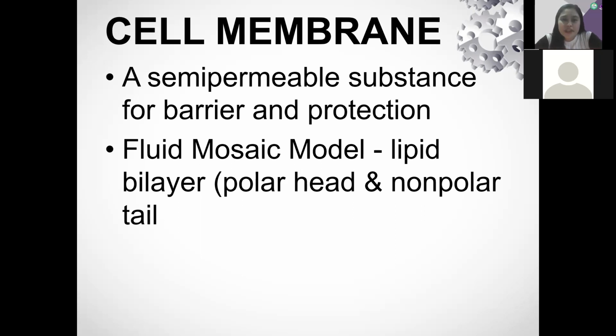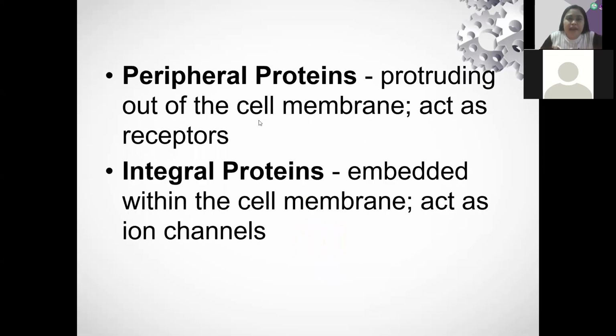And our cell membrane class, yung model natin is the fluid mosaic model, which is actually a lipid bilayer. So ito talaga yung ating fina-follow when it comes to the structure of our cell membrane. So we have here a polar head and a non-polar tail. So this is the reason why there are substances that can easily pass through this barrier, but there are also substances na hindi madaling makapass through. And that is because of the presence of the cell membrane, which is again a lipid bilayer.